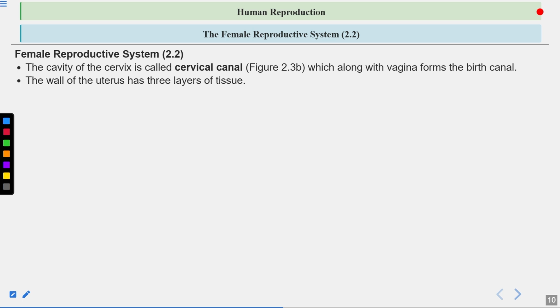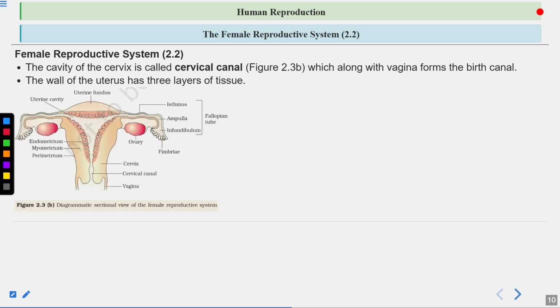Now, the wall of the uterus has 3 layers of tissues. Let's talk about the wall of the uterus. The outer one is known as the perimetrium, and it is membranous. Then the middle one is made up of smooth muscle tissues and is known as the myometrium, and the innermost is known as the endometrium. It is made up of glandular tissue. Clear? So we were talking about the parts of the fallopian tube: infundibulum, ampulla, and then the last one is the isthmus. The isthmus leads to the uterus or the uterine cavity.